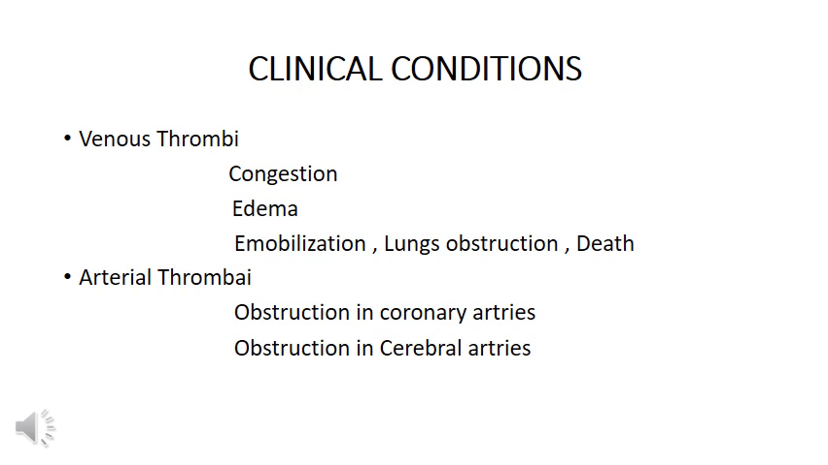Then there is another important condition: arterial thrombi. Arterial thrombi are a major dangerous condition in case of obstruction in the coronary arteries and in the cerebral vessels, because obstruction in the coronary arteries can damage the heart or its movement, and obstruction in cerebral vessels can cause hypoxic conditions for the brain, which can ultimately lead to death of the brain and then the patient.